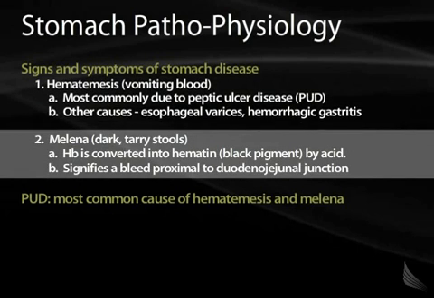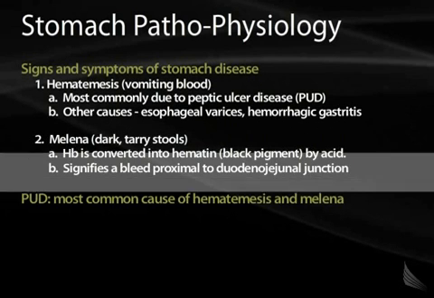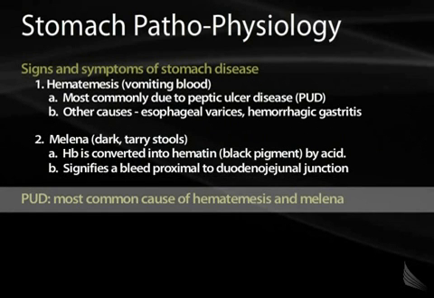Melena or dark tarry stool occurs when hemoglobin is converted into hematin, which is a black pigment, by acid. This signifies a bleed proximal to the ligament of Treitz and is indicative of an upper GI bleed. Peptic ulcer disease is the most common cause of hematemesis and melena. If any of you do ever become a gastroenterologist, you will receive innumerable calls for both hematemesis and melena.